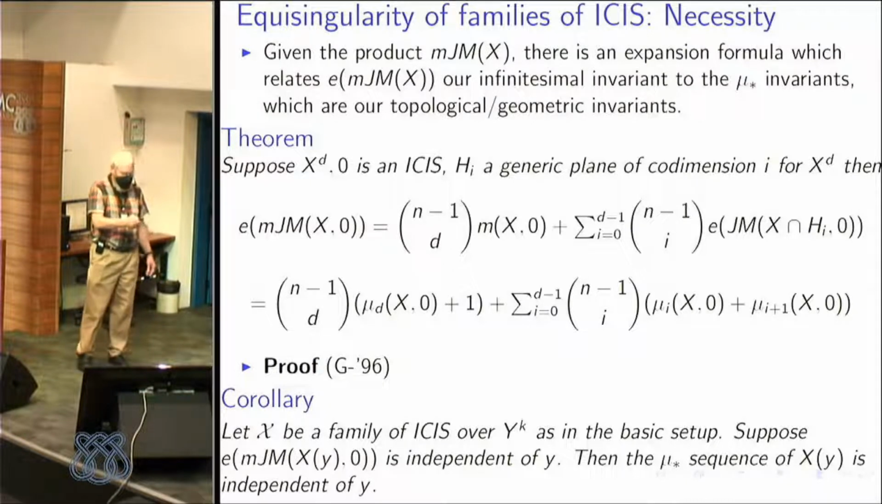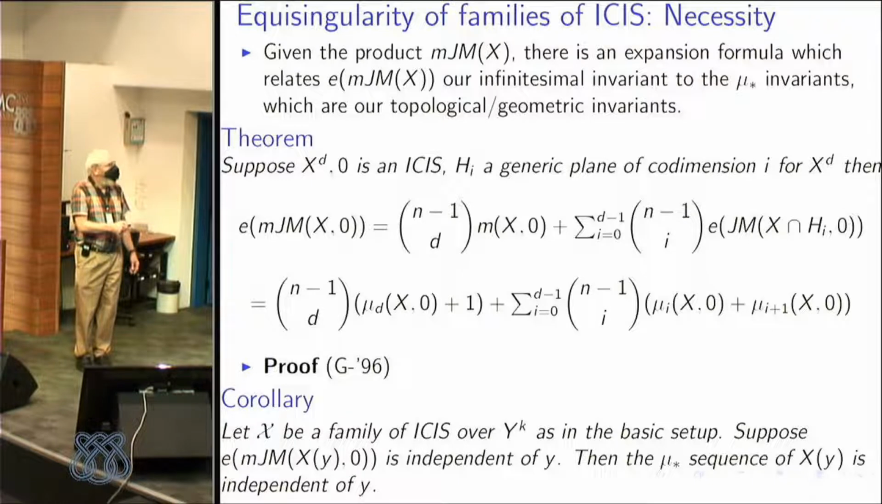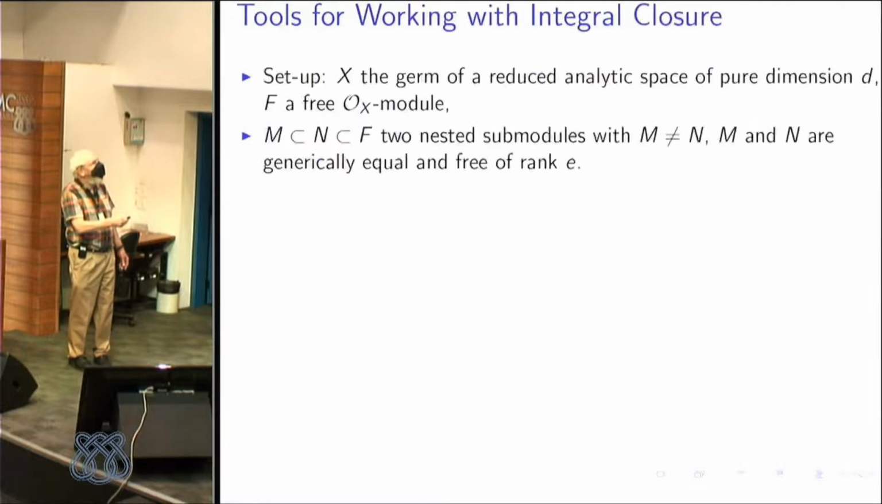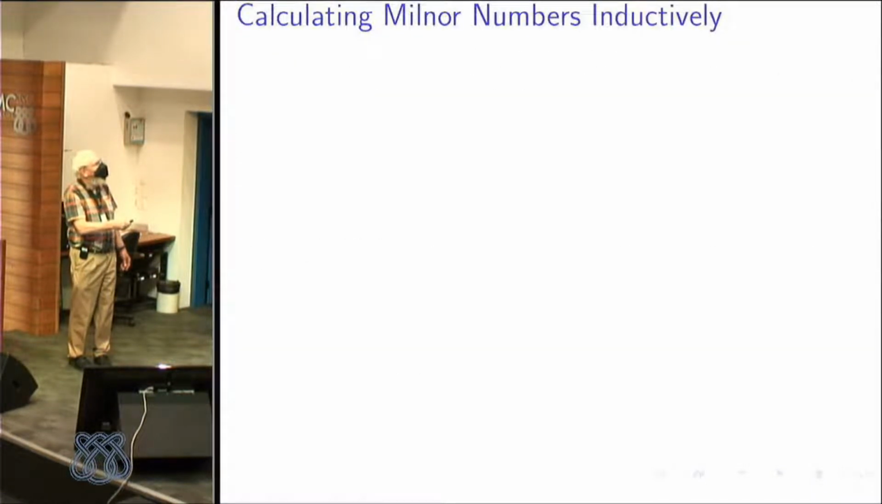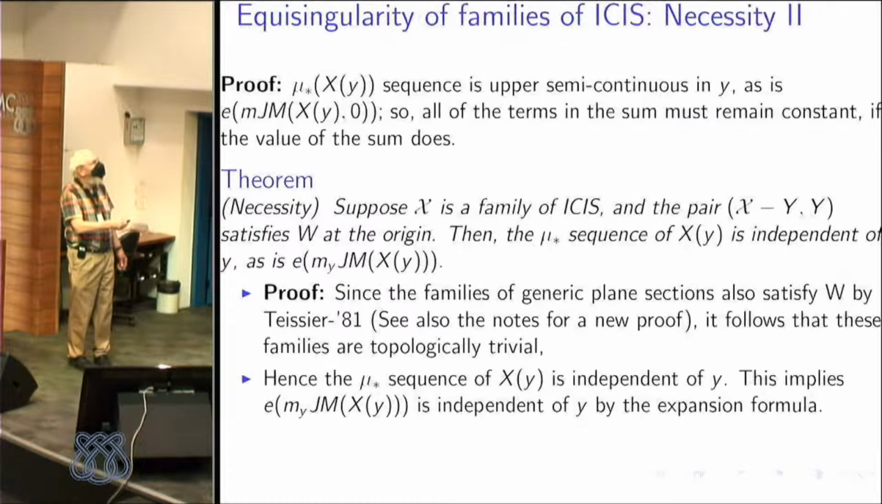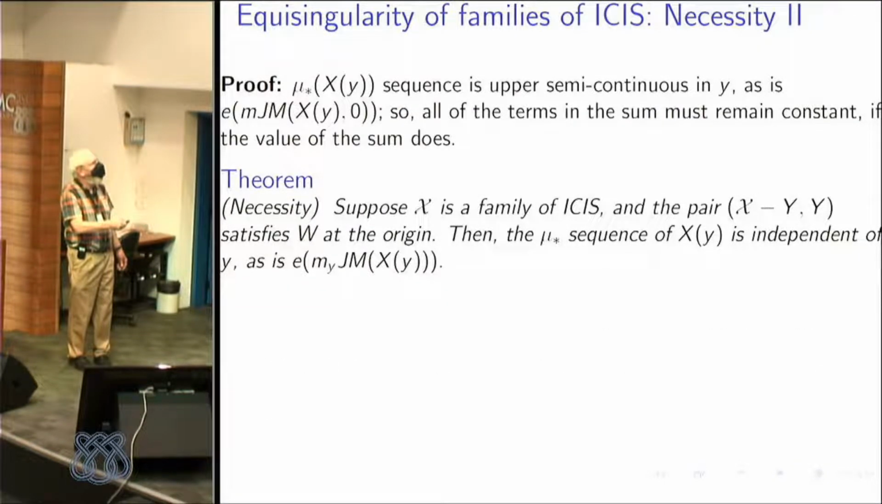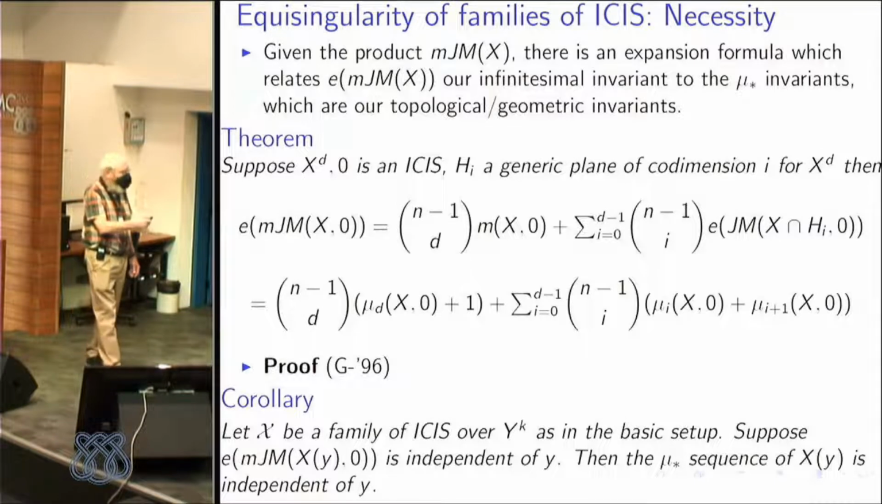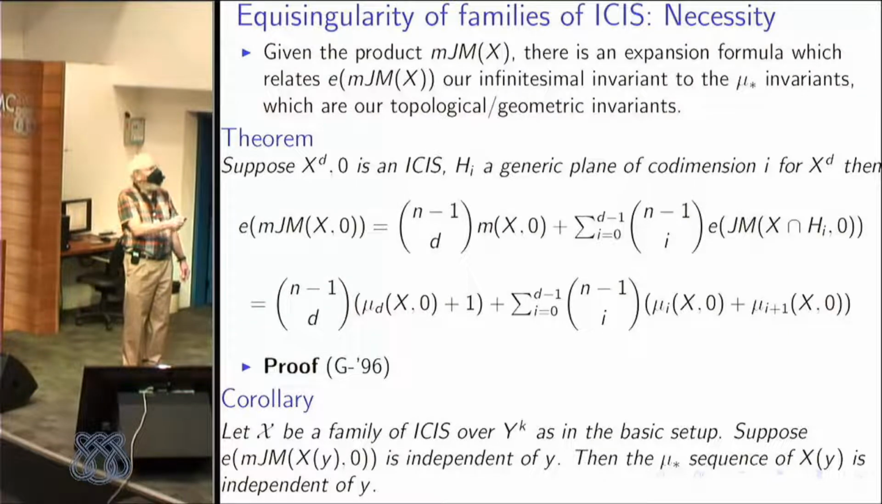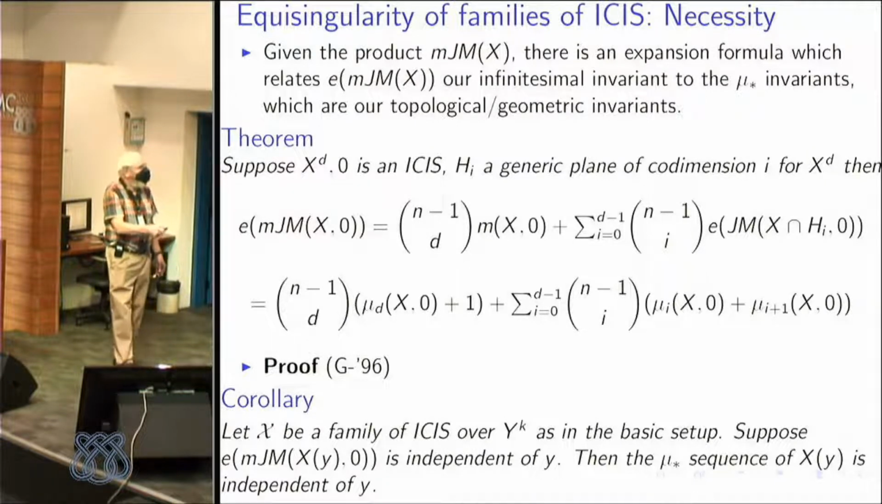And then here's a corollary. Suppose these are independent of Y. Now here we have a sum, right? These are independent of Y, but all of these invariants are upper semi-continuous. If these are upper semi-continuous, then their sum must be constant, if they add up to something constant. So that implies that these are all independent of Y as well.